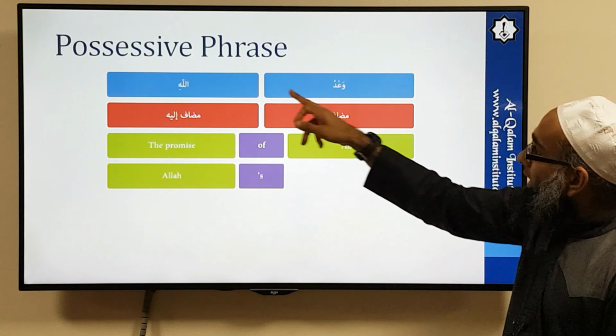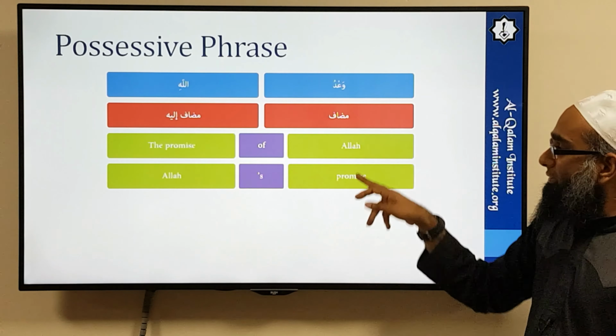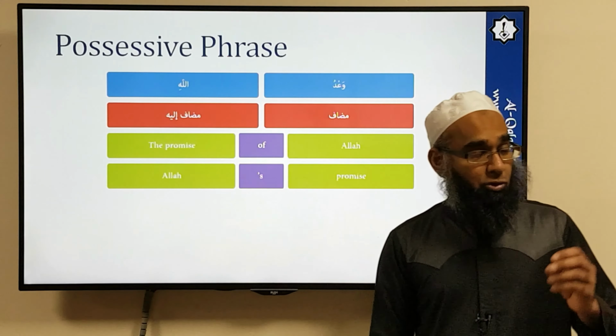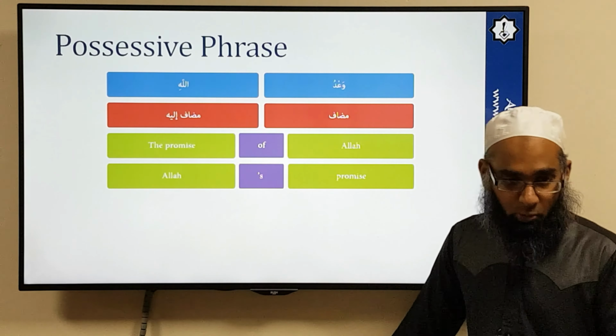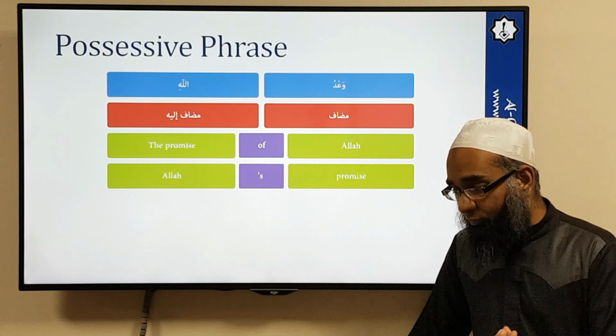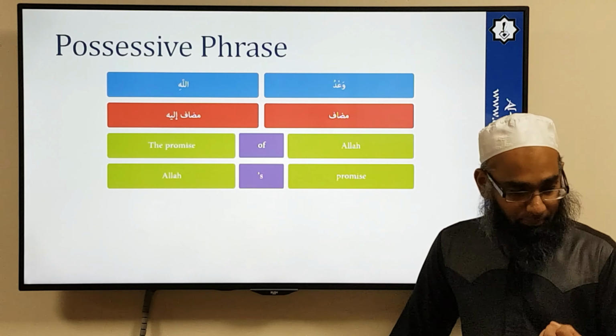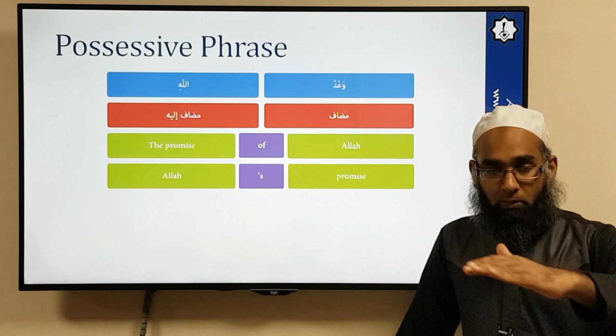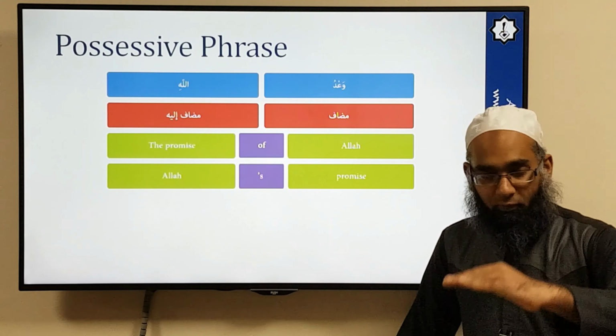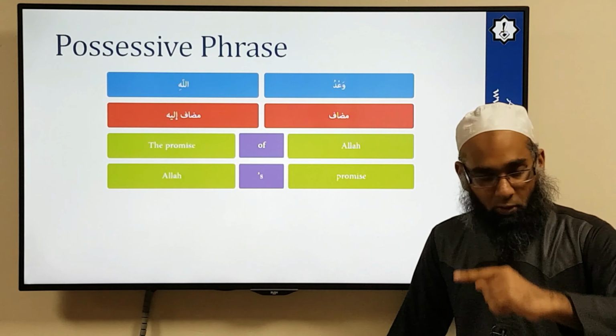What would it be? Allah's promise. You see? So there are two ways to translate possession in English. If you have mudaf ilayh, there's two ways you can do it. One is you use the word "of", one is you use the apostrophe S. If you use the "of", you keep the same order. Book of Allah, Kitabullah, Rasulullah, Prophet of Allah, Wa'adullah, promise of Allah.